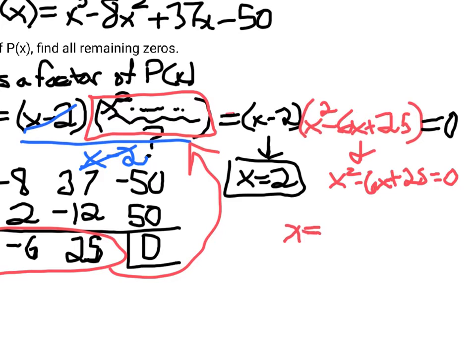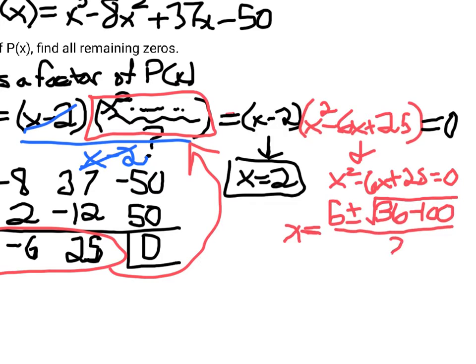So x equals the opposite of b, which would be positive 6, plus or minus the square root of b squared, which would be 36, minus 4 times a times c. So that's 4 times a, which is 1, so now we're at 4, times c, which is 25. So 4 times 25, that's 100, divided by 2a, which is just 2. So we have 6 plus or minus the square root of 36 minus 100, which is negative 64, all over 2.